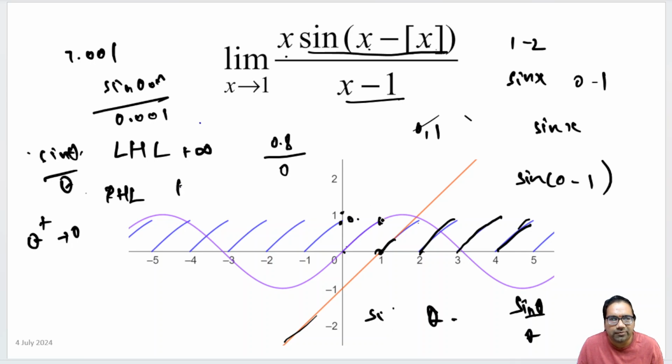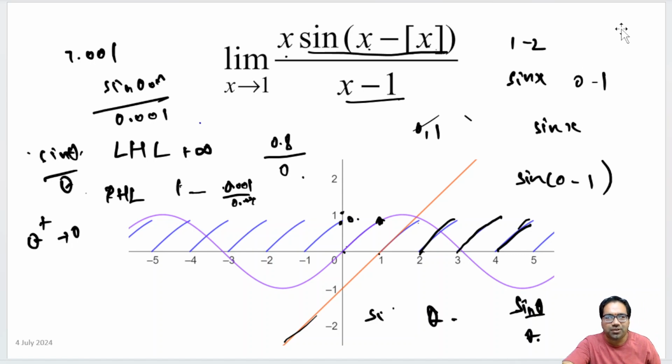The left hand limit is the ratio of 0.8 and 0, whereas the right hand limit is the ratio of 0.0001 by 0.0001, which are two very small numbers. Right, sine theta by theta, when theta is very small, sine theta roughly approaches theta. So the right hand limit is approaching 1, the left hand limit is approaching plus infinity. So the limit doesn't exist in this case. Hope you understood this.